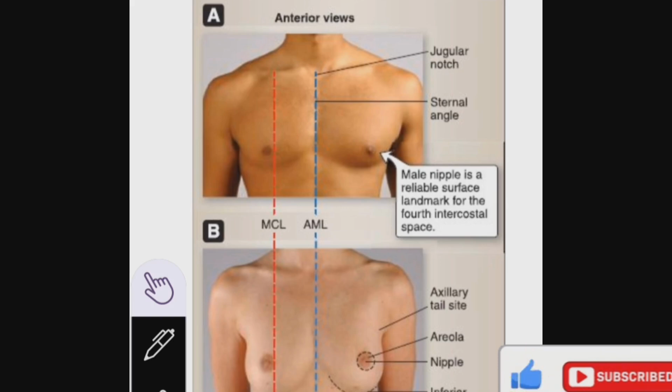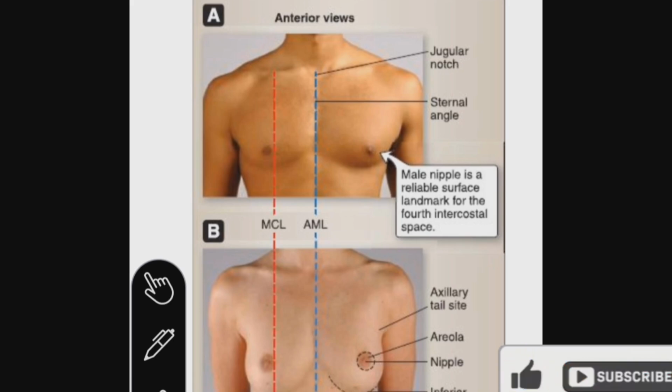Now, the breast extends vertically from the second to the sixth rib, and horizontally from the lateral border of the sternum to the mid-axillary line. The breast lies over the pectoralis major, two-thirds of it, and the remaining part is over the serratus anterior. And it extends into the axilla. This part that extends into the axilla, we call the axillary tail or the tail of Spence.